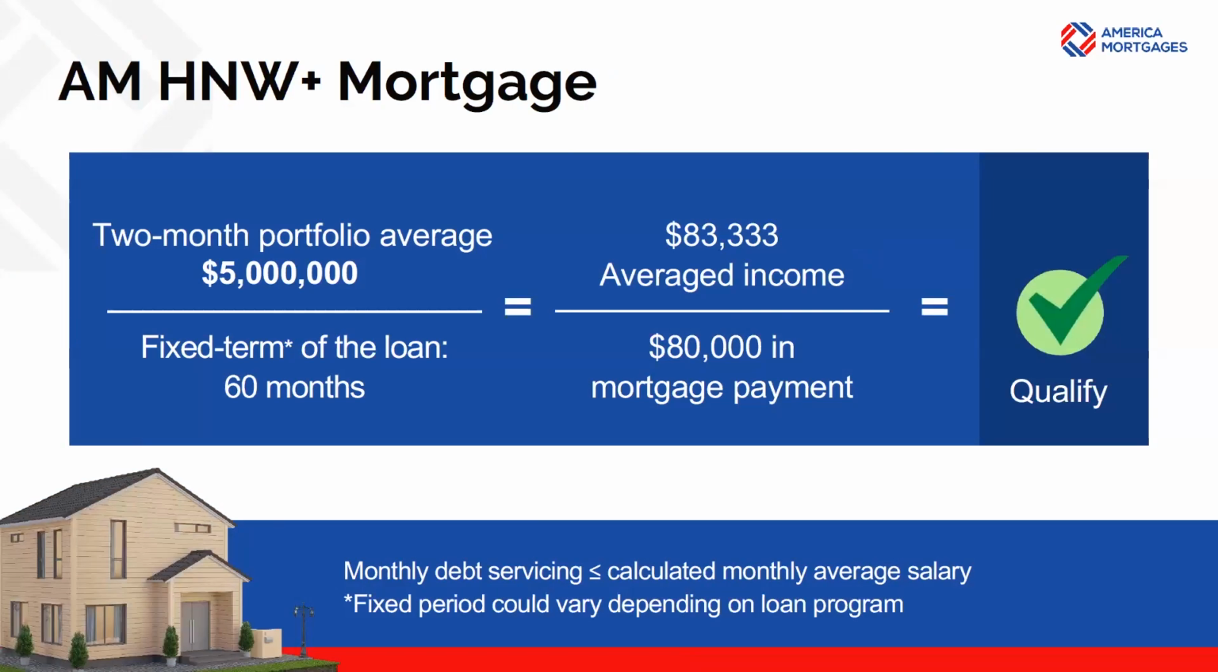American Mortgage's high net worth program will take the average of the portfolio at $5 million divided over the fixed rate term. Let's use 5 years for an example. If the mortgage payment, tax, and insurance don't exceed $80,000, in this case $83,333, you'll be able to qualify.